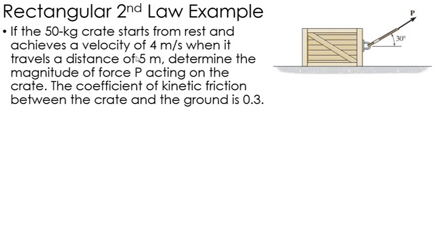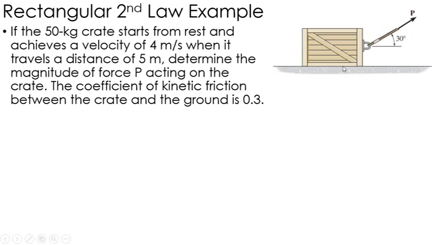In this problem, I have a 50 kilogram crate that starts at rest, and a force P is applied to it as shown at a 30-degree angle. It achieves a velocity of 4 meters per second at a distance of 5 meters. So after it travels 5 meters, it's going 4 meters per second. I want to figure out what this P is, knowing that the coefficient of kinetic friction is 0.3 on the ground.